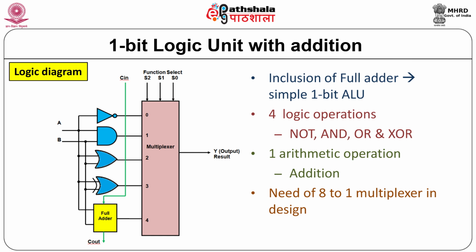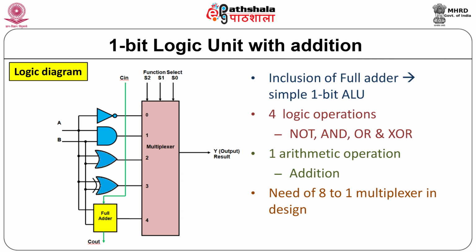After designing the 1-bit logic unit, the next obvious step is to incorporate an adder block to the logic unit. A full adder allows the unit to perform addition as well as subtraction. Inclusion of full adder implements a simple 1-bit ALU. This 1-bit ALU performs 4 logic operations and 1 arithmetic operation, for example, addition. To select one of 4 logic operations and addition, a multiplexer with 5 inputs is required.